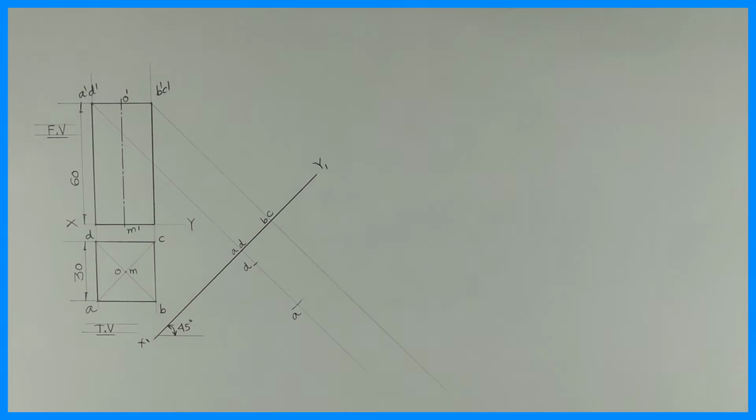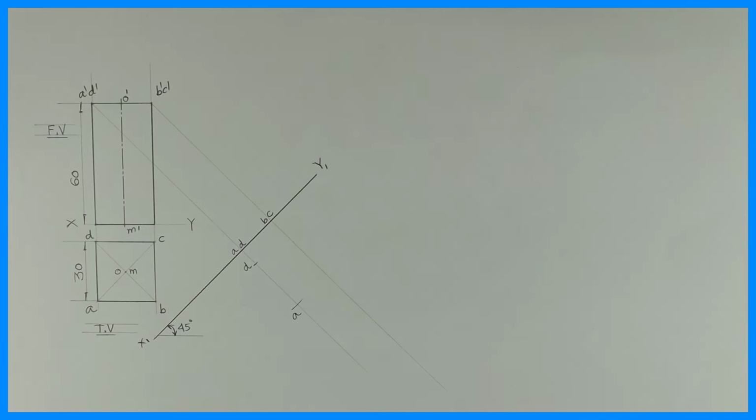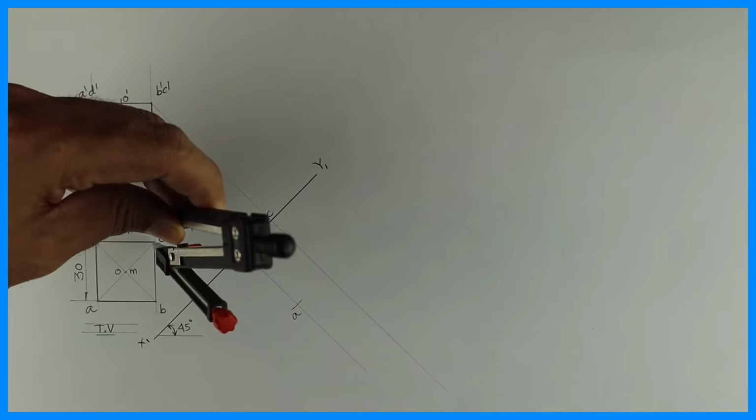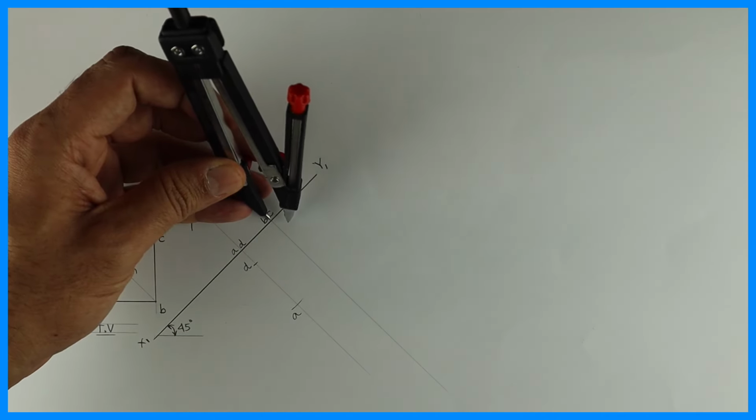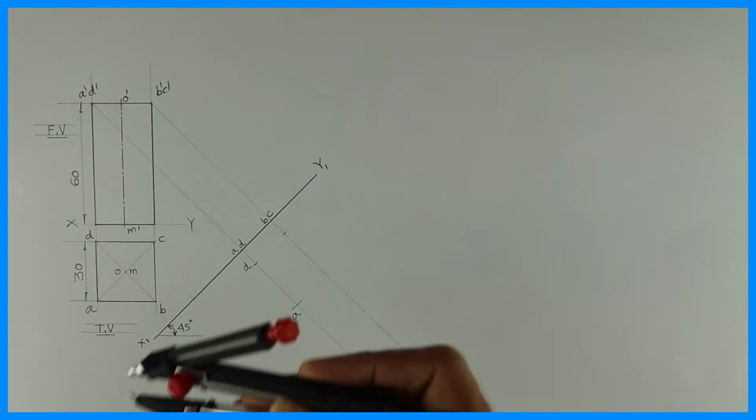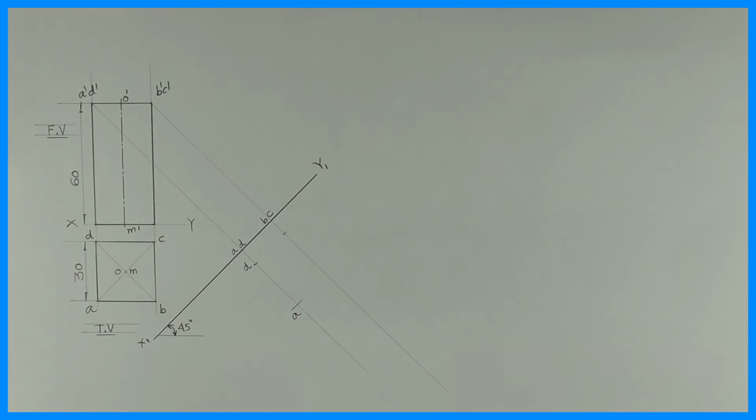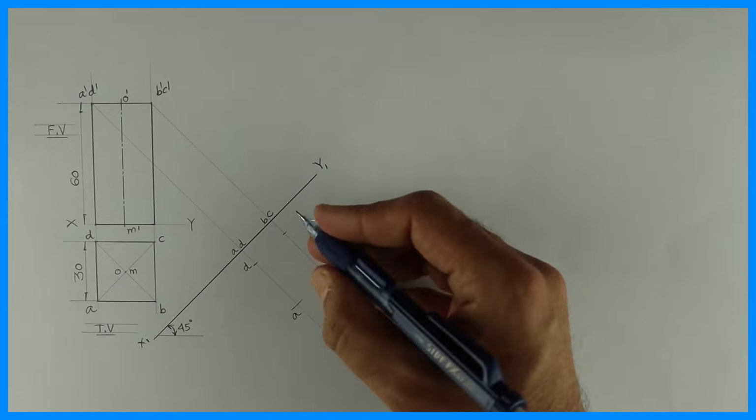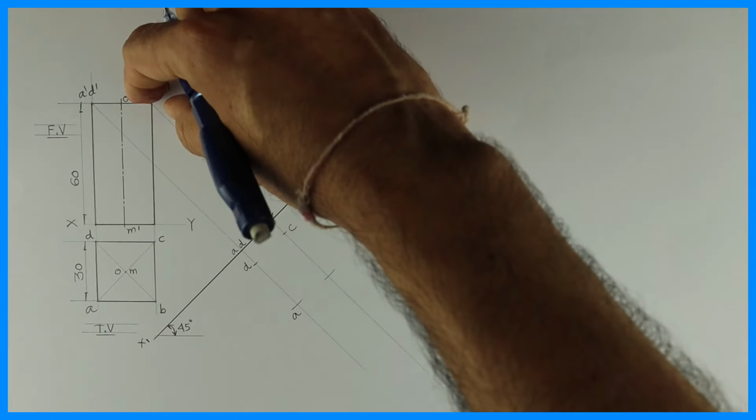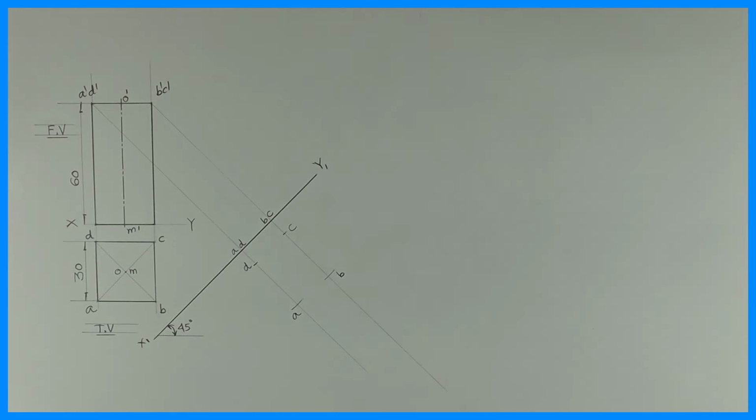Same with XY to C. So take XY to C. What we are doing is transferring the width in the auxiliary top view. So this is C and this is B. Take XY to B, and from B we'll cut here. So we'll get B and C. This is C and this is B. So this one is done, the upper portion is done.